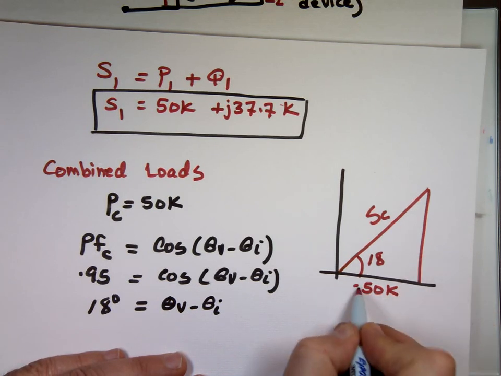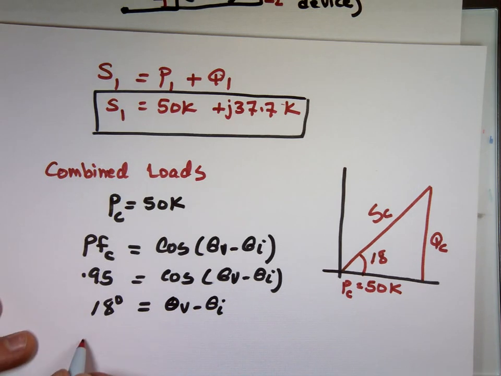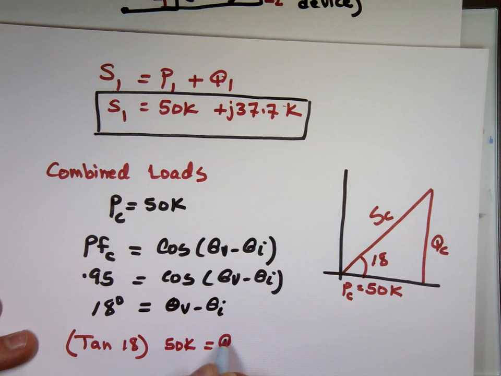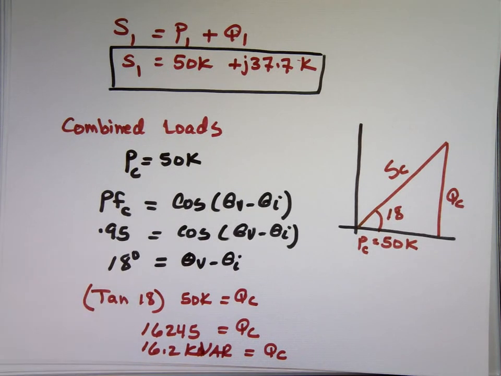This is P, the combined. Can we get Q for the combined? Tangent again. Yep. So tangent 18 times 50K equals Q for the combined. Tangent 18 times the 50,000 is 16,245. To one decimal place, about 16.2 kilovar, not kilowatts. That's the reactive portion. So I know now what S combined is.